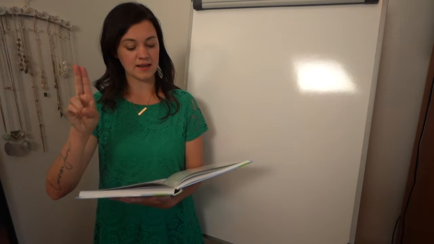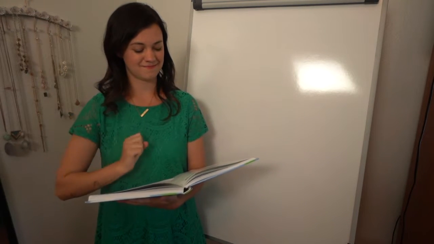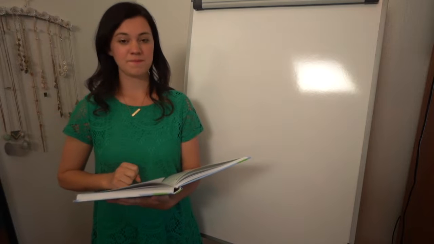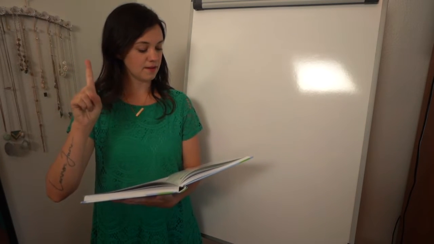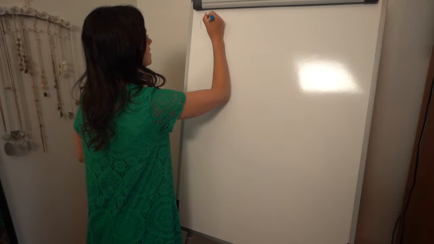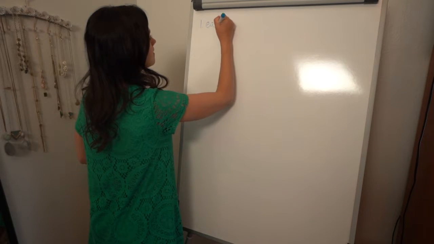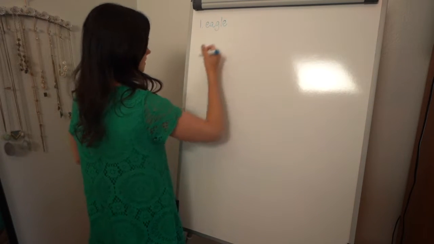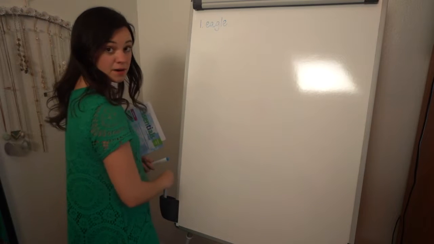E, use E-A. G-O. One last time. E, use E-A. G-O. Let's go ahead and try to write it. All right. E-G-O. Eagle.